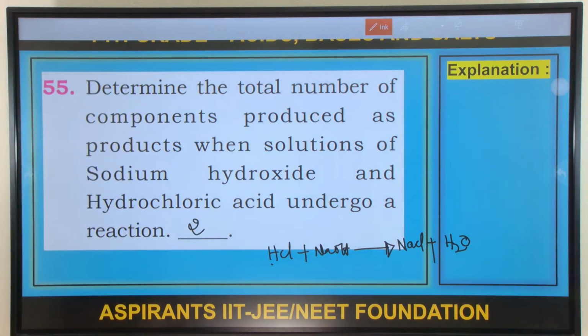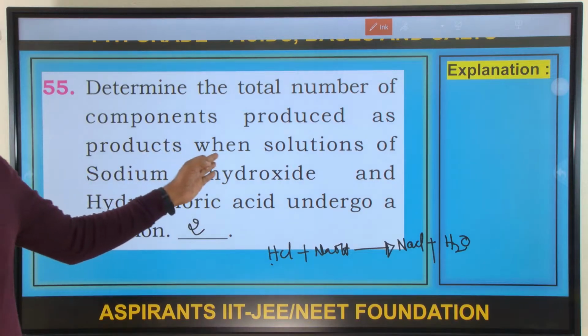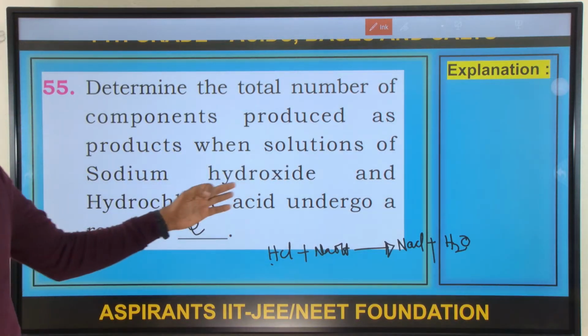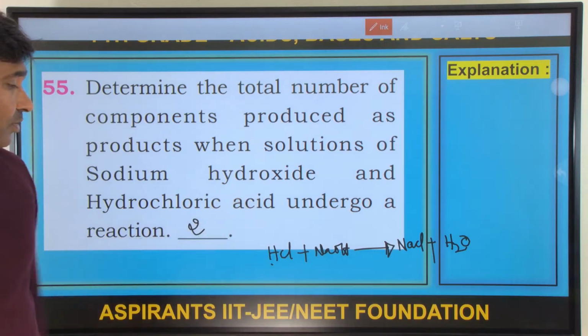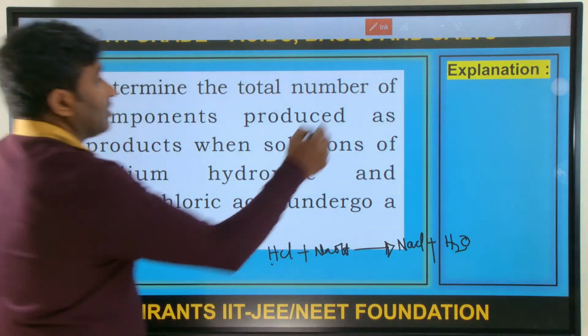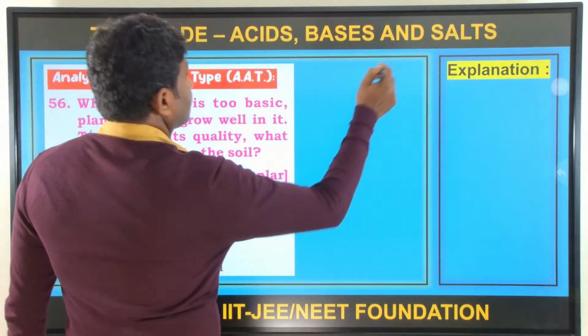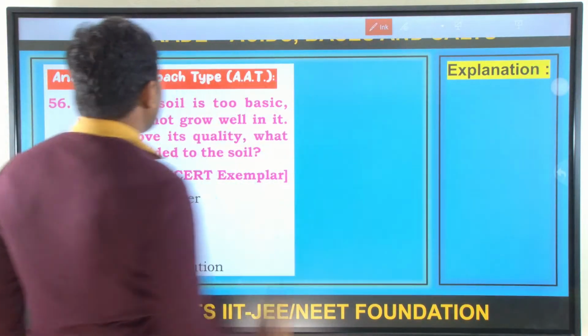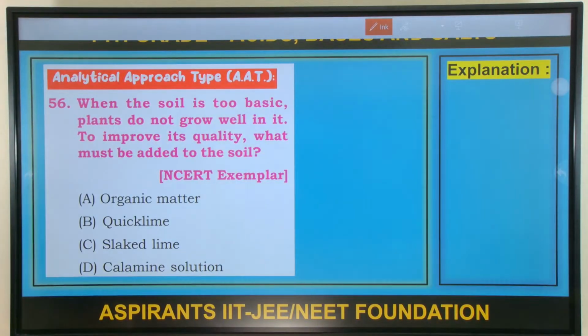Determine the total number of components produced as the products when solution of sodium hydroxide is treated with the hydrochloric acid. So 2 components are produced. Okay. Then next question, analytical approach type questions.